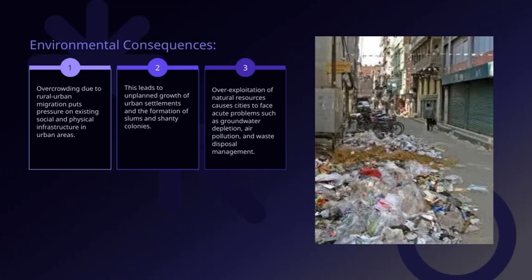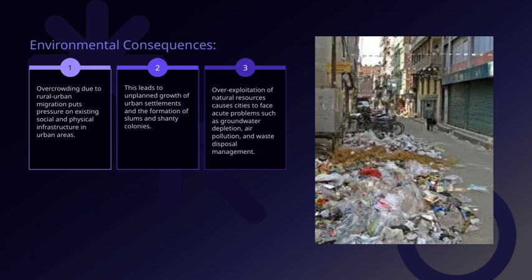Let's take a closer look at some of the environmental consequences of rapid urbanization. Overexploitation of natural resources is a major issue that cities face today. This can lead to serious problems like groundwater depletion, where underground water sources are drained faster than they can be replenished. It also results in increased air pollution, which affects public health and the environment. Additionally, waste disposal becomes a significant challenge as urban populations grow, overwhelming existing systems.